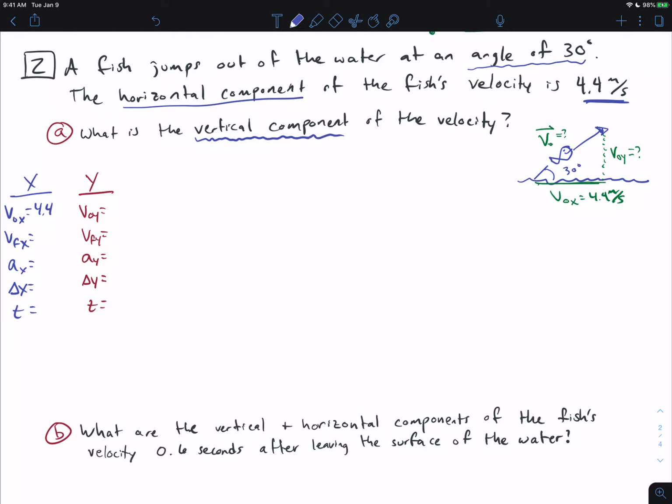Okay, so if you chose the formula tangent theta is equal to my initial velocity in the y over my initial velocity in the x. This is essentially my opposite over adjacent. Tangent theta is opposite over adjacent. Then this is a good formula for us to use because we know theta, so we know this side of the formula, and we know the horizontal component. This is the only unknown thing here.